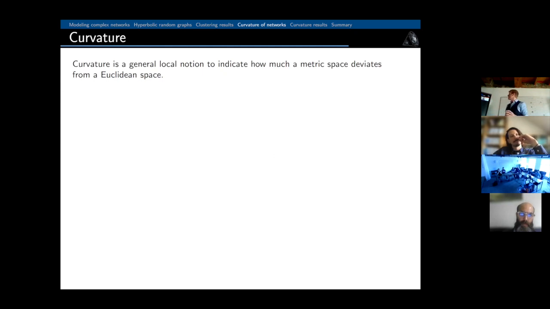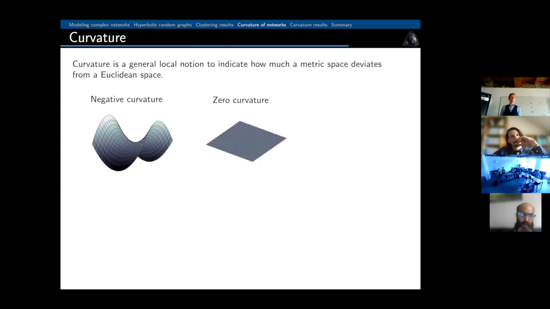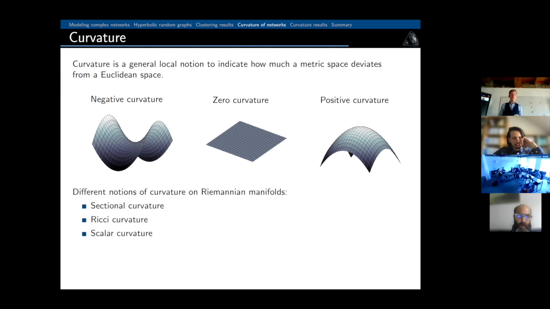And in general, curvature is somehow a measure of how much your space deviates from Euclidean space. So Euclidean space is the space with zero curvature. If we're asking for negative curvature, that was the hyperbolic space that I talked about before, and positive curvature is about spherical spaces. Now, there are different notions of curvature if we go to the general notion of Riemannian manifolds, which is something that I will be focusing on here. When you want to study curvature of Riemannian manifolds, you can do it using sectional curvature, Ricci curvature, or scalar curvature. They are related, not always equivalent. It depends a bit. In this talk, I'm going to focus on Ricci curvature.